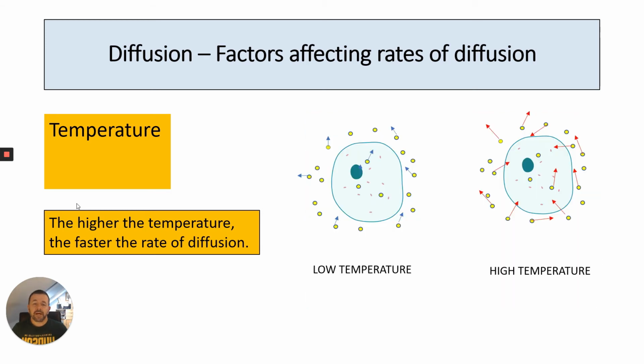As we can see in this diagram here, at a low temperature, the particles move at a slower rate. So they're colliding with each other and they're moving around, but at a much slower rate. Therefore, a lower temperature means the rate of diffusion would be slower. Whereas in this diagram here, with a higher temperature, you can see there's more movement of the particles, and therefore there'll be a faster rate of diffusion.